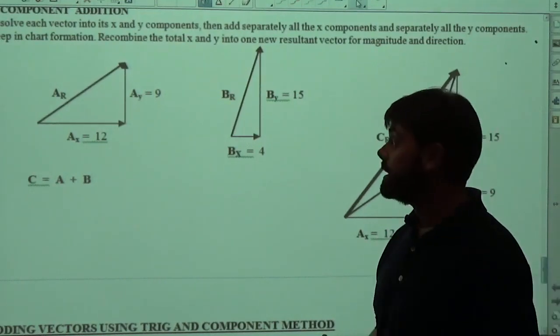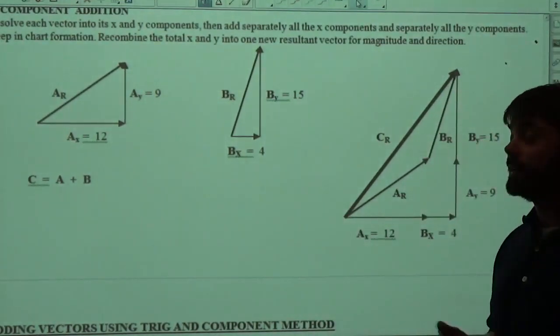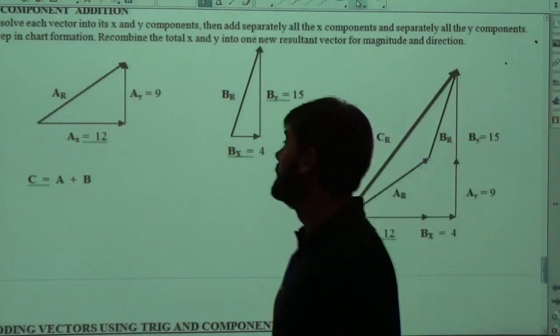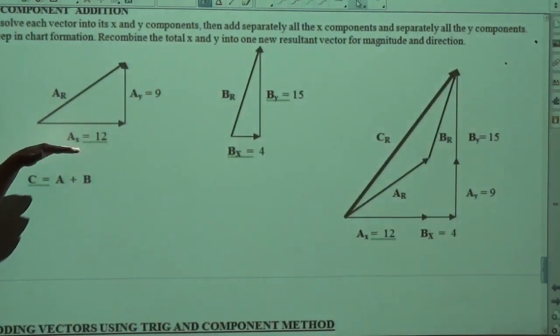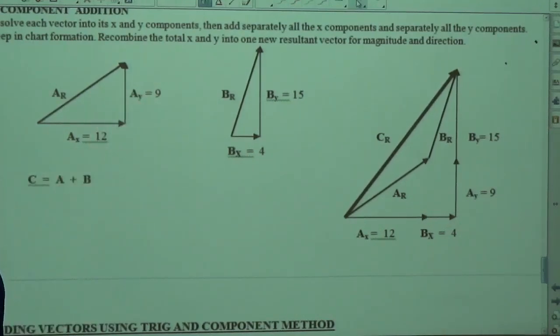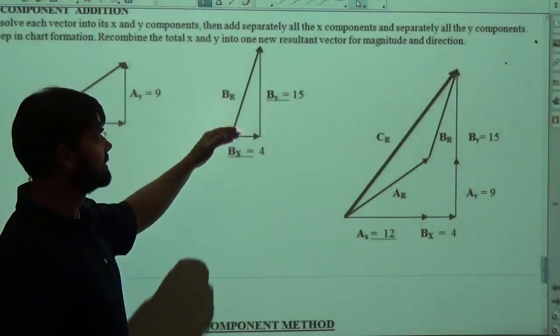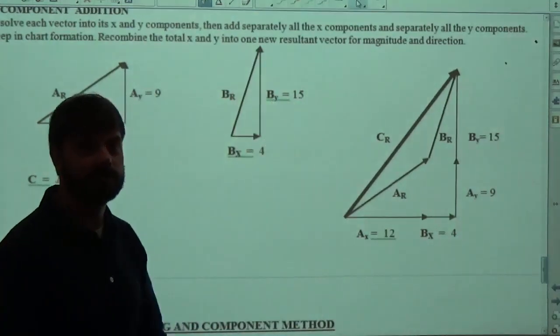get your resultant. So in this example here, they have most of the trigonometry portion done for you. This is more of a concept just by looking at it. They give us our first vector, A of r, and they tell us that the horizontal x component, A of x, is equal to 12, and our vertical component, or A of y, is equal to 9. And then they show that vector B, the resultant, is going in this direction somewhere. They just say that the horizontal component is equal to 4 and the vertical component is equal to 15.